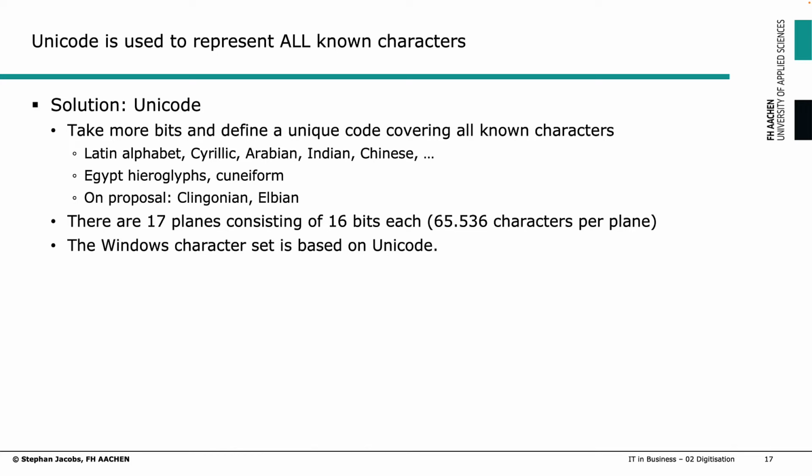So the Latin alphabet, the Cyrillic, the Chinese, there are a lot of Indian alphabets, but even Egyptian hieroglyphs or cuneiforms. And as a proposal for the fans of Star Trek, there is the Klingon alphabet, and if you prefer The Lord of the Rings, then Elvish maybe is an option for the future. So how is it done? There are 17 planes consisting of 16 bits, but again the table is extendable, so you can have more. And nowadays most of our character-based applications are based on Unicode.